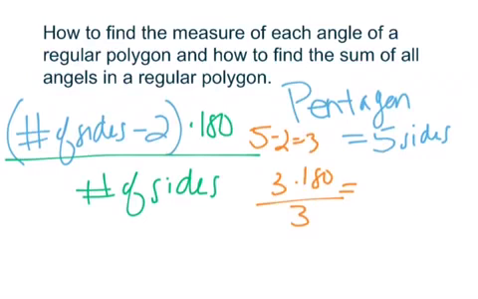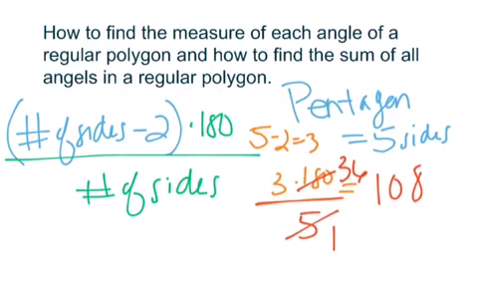I am so sorry. I keep messing this up. This needs to be over the number of sides, 5. My bad. Okay, so let's simplify this. 180 and 5 can be simplified. That can go down to 1, and 180 simplifies down to 36. So 36 times 3 is going to give us 108. So in a regular pentagon, each angle is going to be 108 degrees.